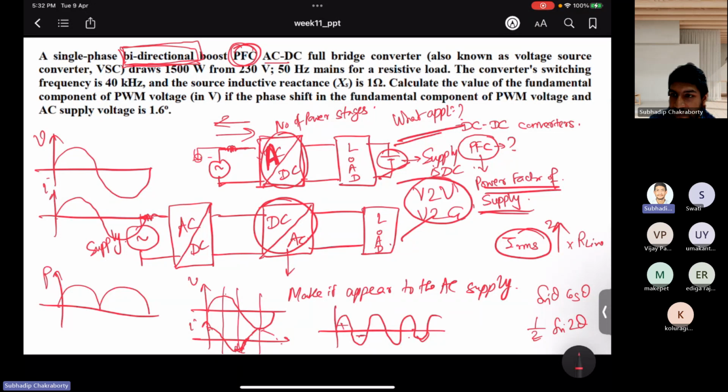Any one of you, have you heard of these terms? Sir, vehicle to vehicle, vehicle to grid. Why is vehicle to grid very important? Because there the power transfer is opposite, right?